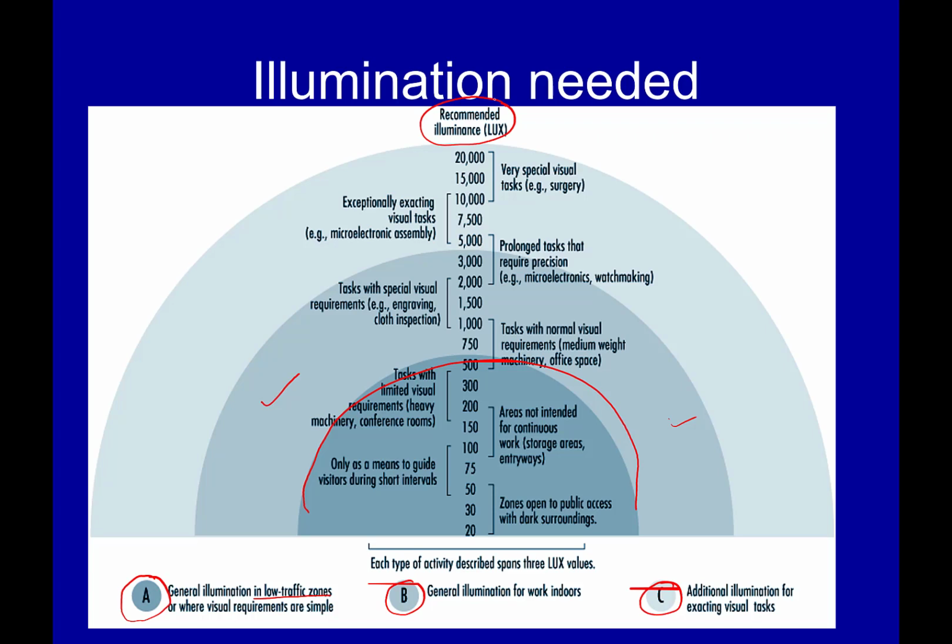So here, if you see, yesterday I was talking about how very high intensity light is needed for very special visual tasks like surgery, or microelectronic assembly and watchmaking. So there are various kinds of tasks where a different level of lighting is needed. It is very low where the visual requirements are very simple, just like the zones open in public spaces with a dark surrounding like this. So this is one thing.